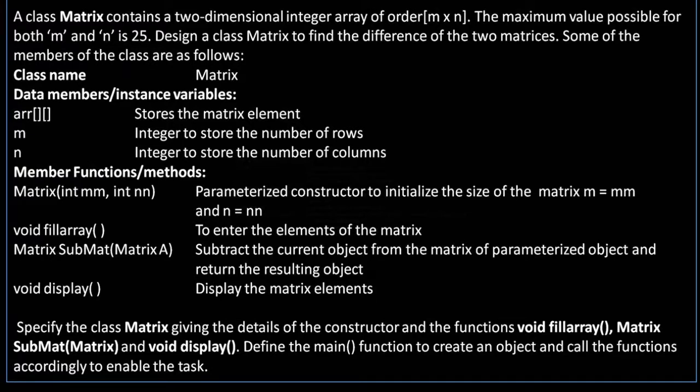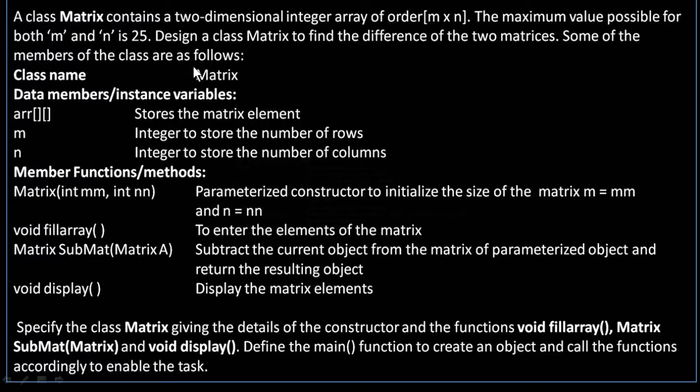If the value crosses 25, you have to give a criteria, that is, check whether the m value or n value is above 25. If it is so, then you have to display an invalid message. Otherwise, you have to move on to the program. Design a class matrix to find the difference of two matrices.